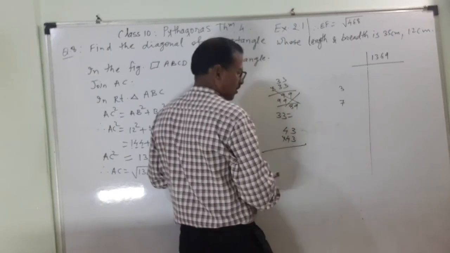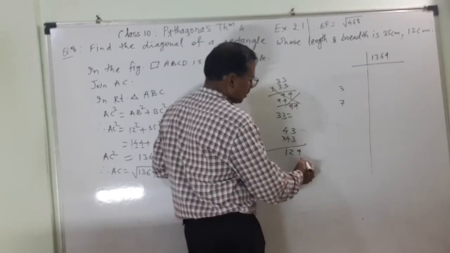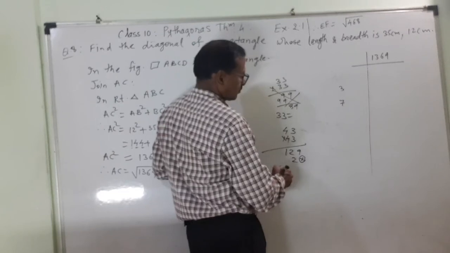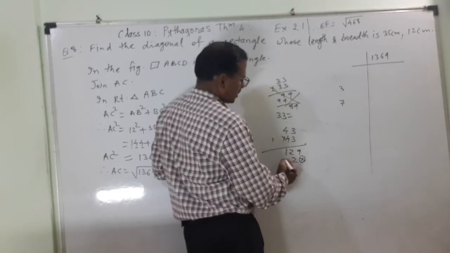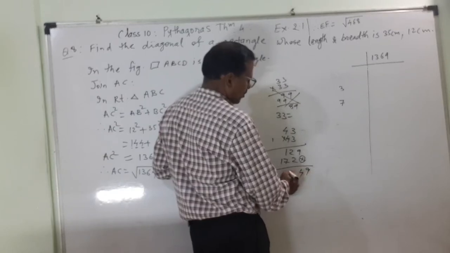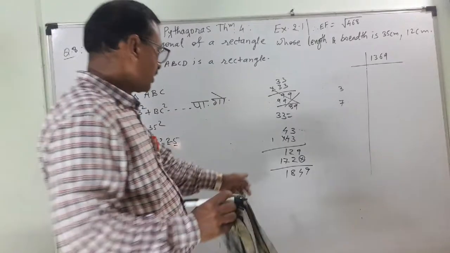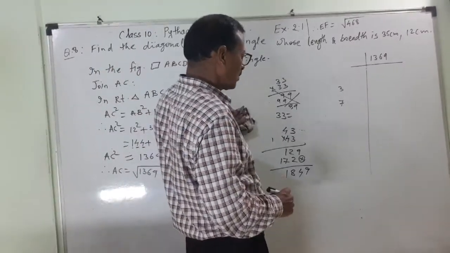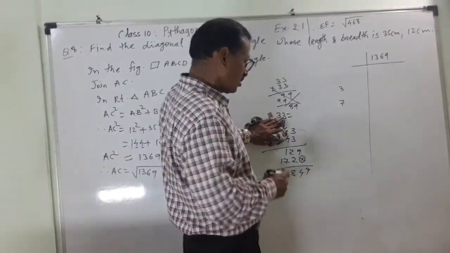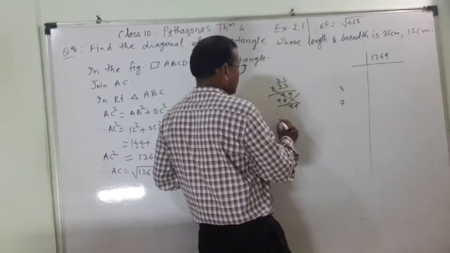43 into 43. 3 3 are 9. 4 3 are 12. 4 3 are 12, carry 1. 4 4 are 16, plus 1, 17. So 9, 4, 8, 1. So it is a bigger number. So by 37 once again we will see whether it is possible.